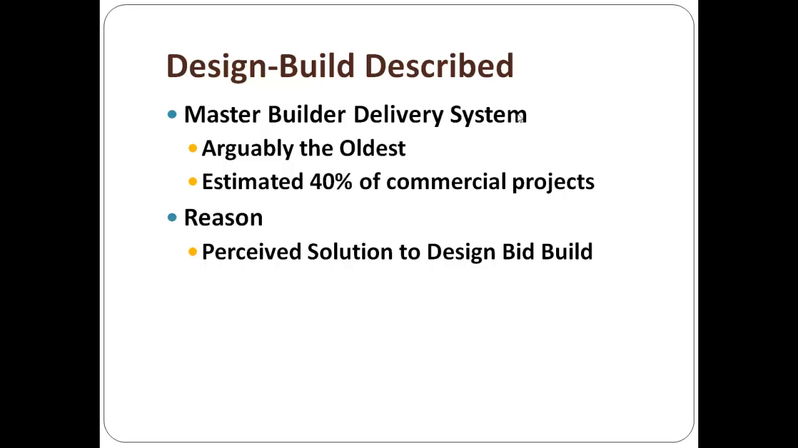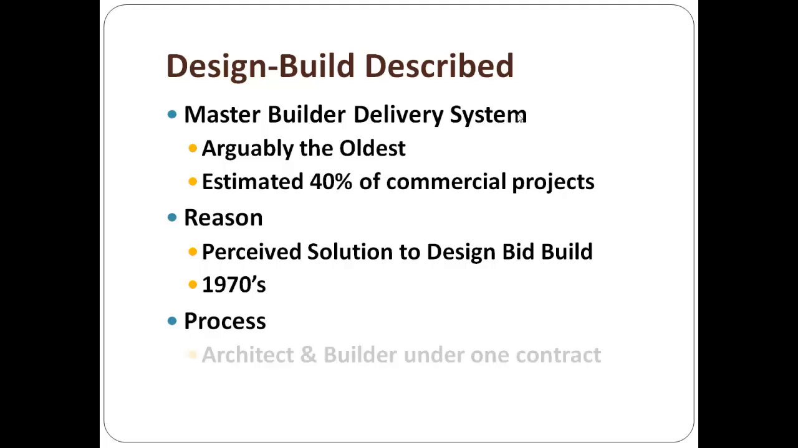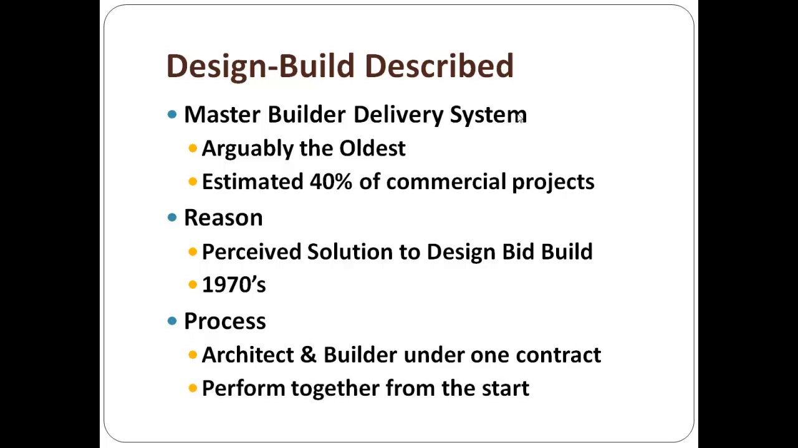Now, this is where the architect and the builder are in the same company, and one is working for the other, and usually I've not seen them in a partnership carrying this out. Since the 1970s, the effort to fix the perceived problems with the design bid build project delivery system is an effort, and here's the process. The architect and builder are under one contract. They perform together from the start. So all the things that we talked about with design bid build, the traditional way, the master builder delivery system is an effort to solve those problems and strengthen it.